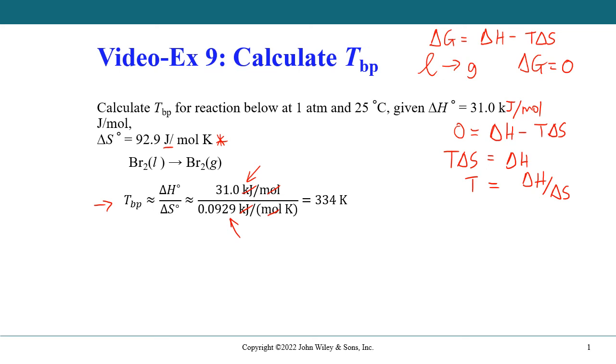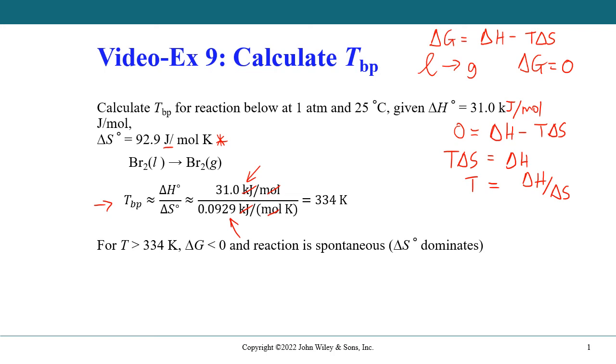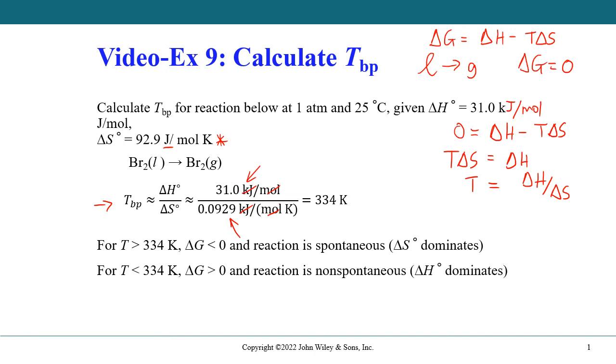And so you will see that for a temperature that is greater than 334 Kelvin, the delta G is going to be less than 0 and the reaction is spontaneous, which means that the delta S is going to dominate. For a temperature less than 334 Kelvin, delta G is going to be positive, and the reaction is going to be non-spontaneous, and the delta H is going to dominate.